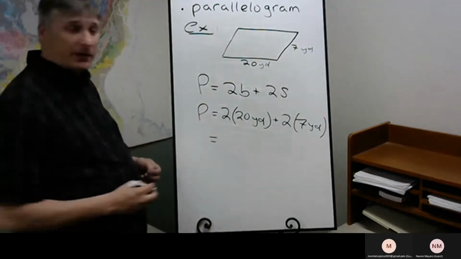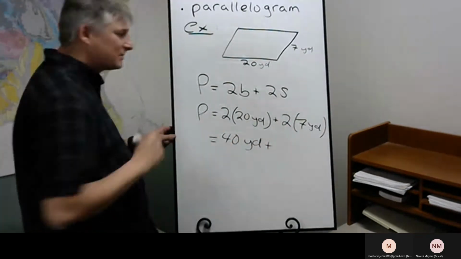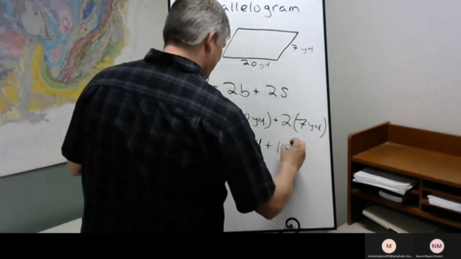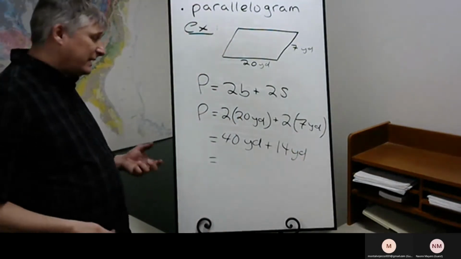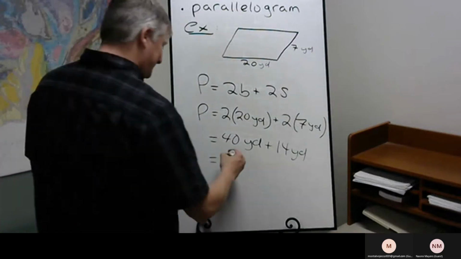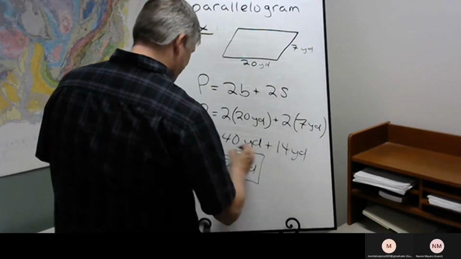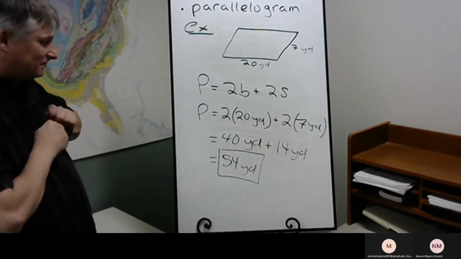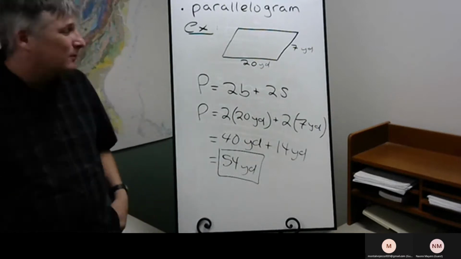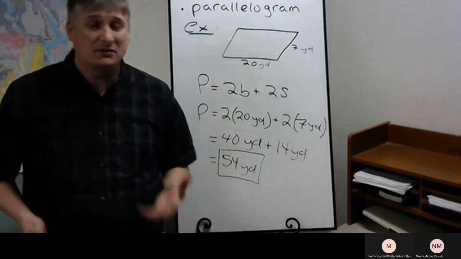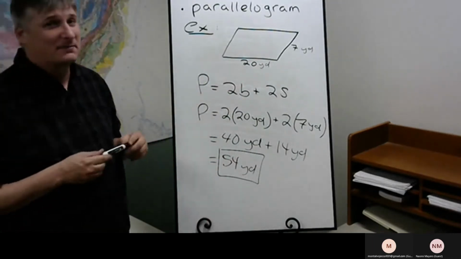So 2 times 20 is 40. 2 times 7 is 14. And then we add 40 and 14, and that's going to be 54. And so that's going to be your answer. And again, they're only going to label 2 of the sides usually. So they might not, but usually that's how that goes. Any questions about that?